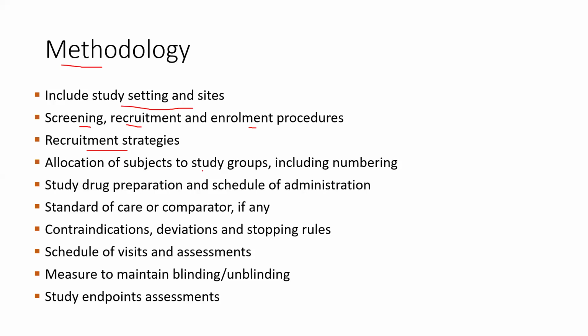How you will be allocating study groups, basically numbering, because in a clinical trial names are not used because you have to keep things confidential, right? So numbers are given. Every subject is given a number. So how you are doing that numbering? How will that numbering happen, automatically? Study drug preparation, like at what temperature you will be keeping your drug? How you will be transporting it from one site to another? How you will be administering that drug? What is the standard of care that you are giving? What other treatment is allowed? Right?